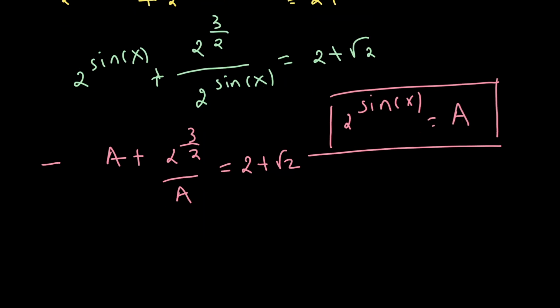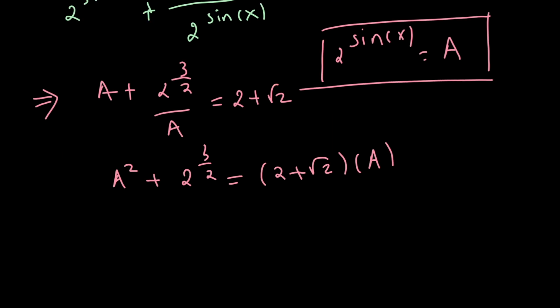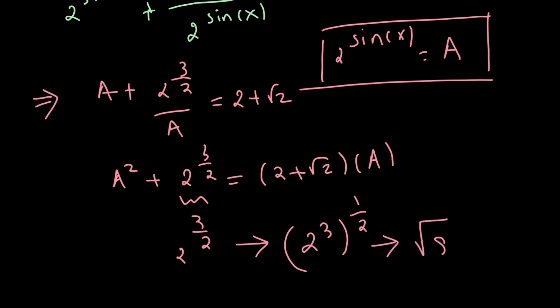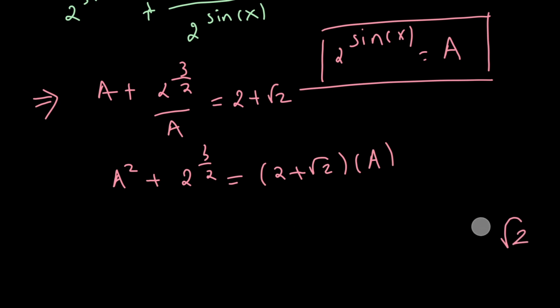Now if I simplify this equation by taking the LCM and doing the cross multiplication, the equation will look like a square plus 2 to the power 3 upon 2 equals 2 plus square root of 2 multiplied with a. Now concentrate on this particular term, that is 2 to the power 3 upon 2. This thing can be written as 2 to the power 3 the whole power 1 upon 2, and this will ultimately be square root of 8, and that is 2 square root of 2. So 2 to the power 3 upon 2 is ultimately 2 times the square root of 2.